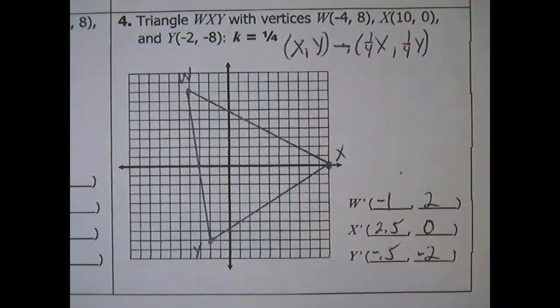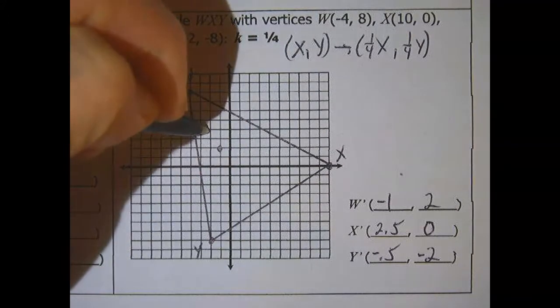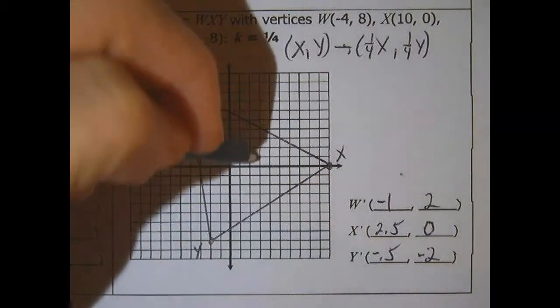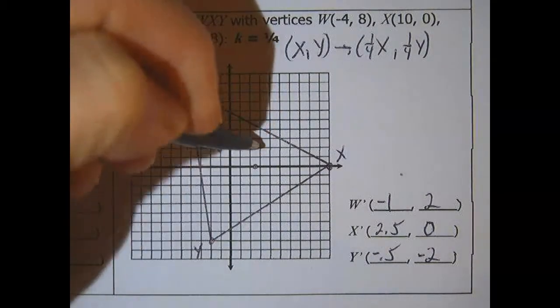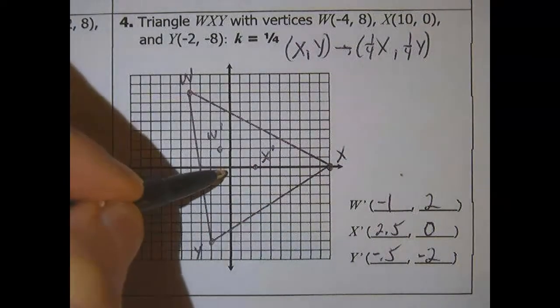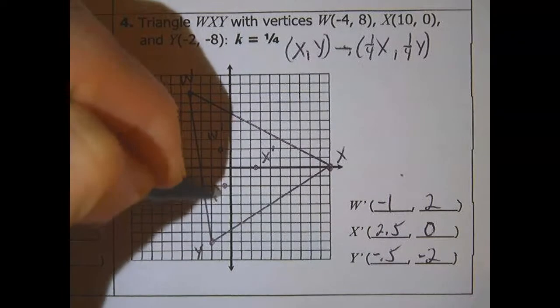Okay, let's plot those points, see what we get. So we have (-1, 2), right there. There's our W prime. We have (2.5, 0), that's right about there. That's our X prime. And we have (-0.5, -2) right about there. And there's our Y prime.